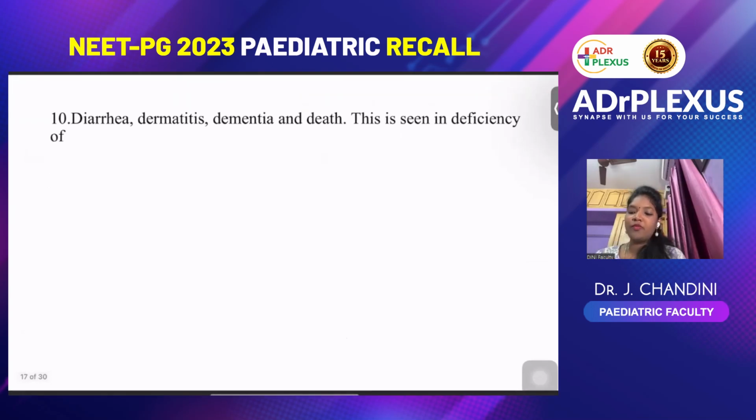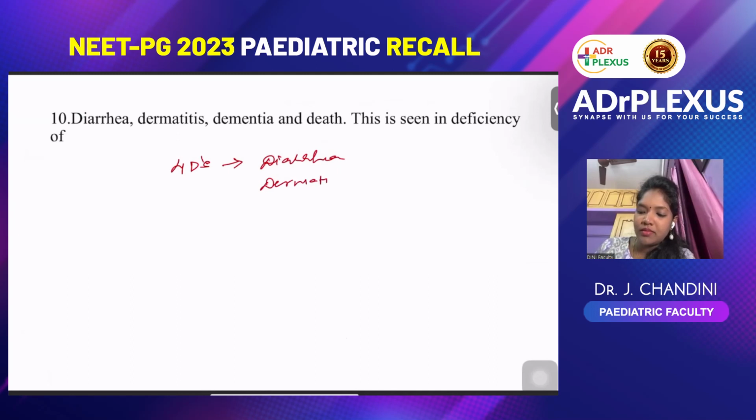Another question from vitamin deficiency. They are given diarrhea, dermatitis, dementia, and death. Where do you see 4 Ds? What are the 4 Ds? The 4 Ds: diarrhea, dermatitis, dementia, and death. So these 4 Ds are classically seen in pellagra.